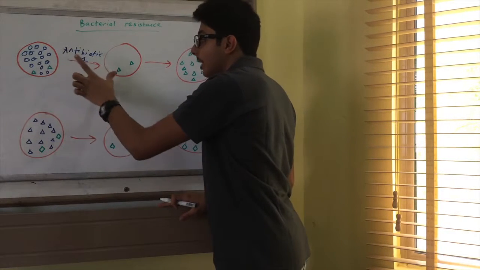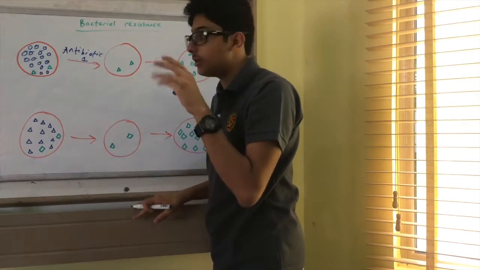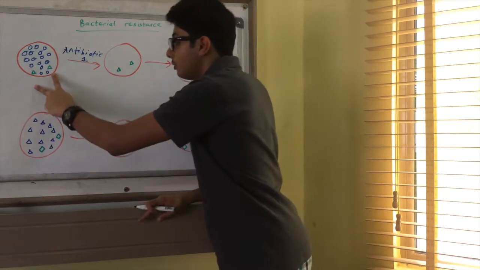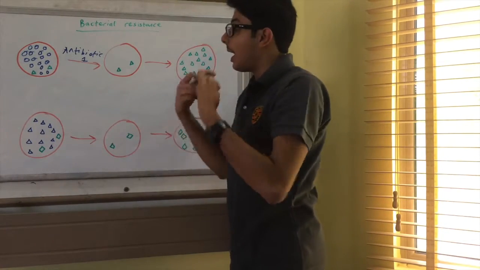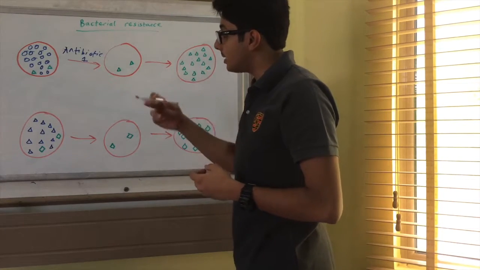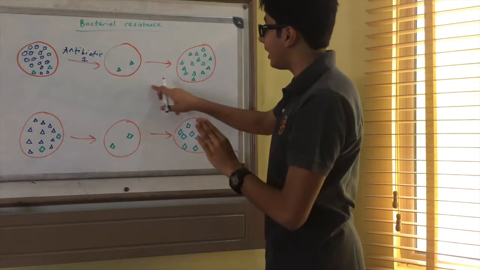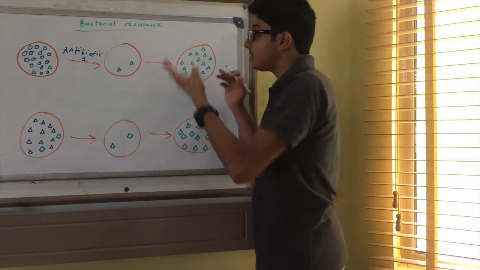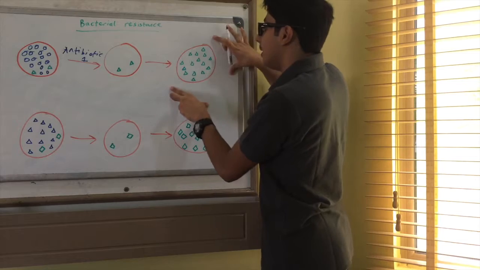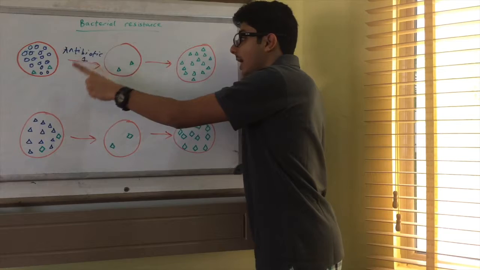Okay, so when we apply antibiotic 1, all the normal bacteria that do not have the gene that makes them resistant to the antibiotic will die. But the two triangle bacteria, the bacteria that have the natural mutation that allows them to be resistant to this antibiotic, will survive. And after they have survived, they now have more chance to reproduce. And so they will produce new strains of resistant bacteria. Now we have a new population of all this bacteria that is resistant to antibiotic 1.